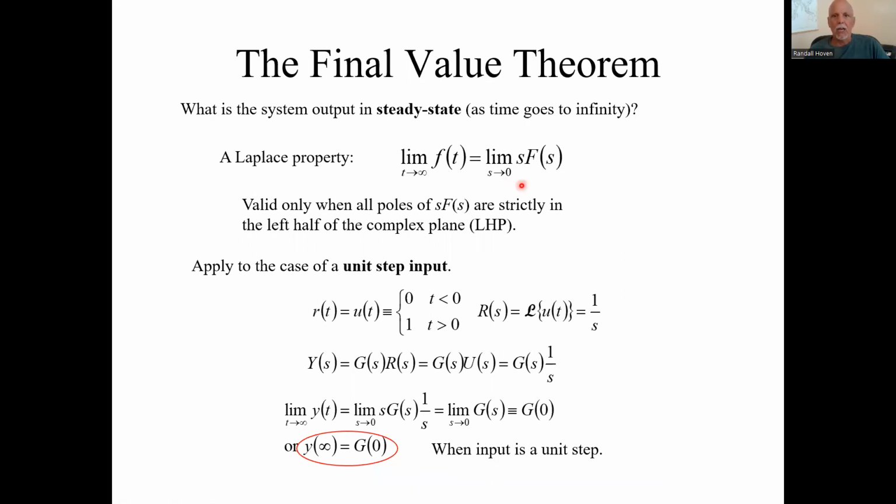But there's a caveat to this. This whole function here, s times F of s, can't have any poles, or all its poles must be strictly in the left half plane, left half of the complex plane. Poles are from the denominator of this thing. The denominator set to 0, that's an equation. The poles are the s's that make that denominator go to 0, or be 0.